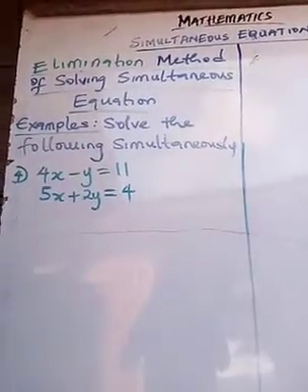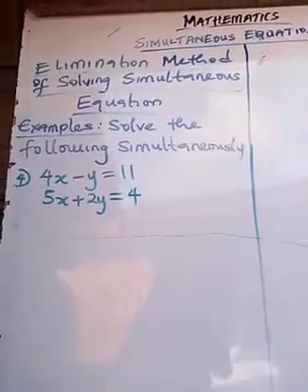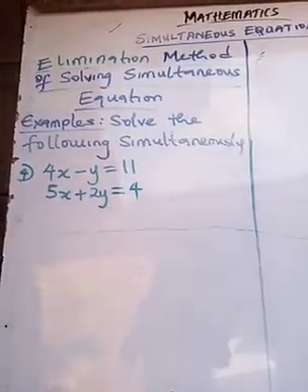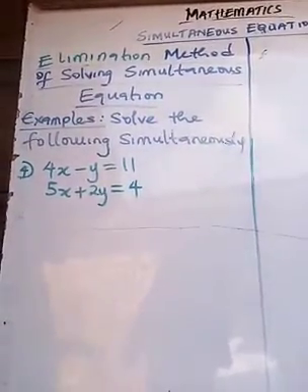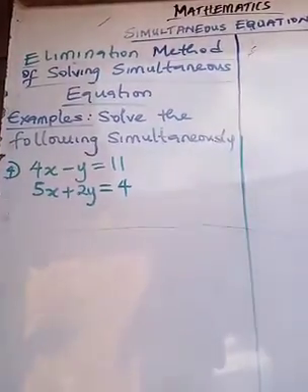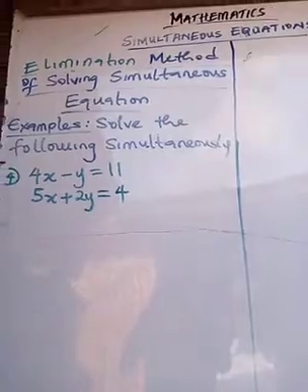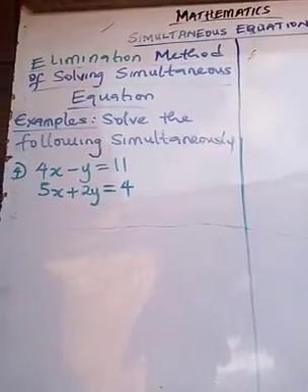But in the elimination method, we are literally killing one of the variables. You kill one of the variables, you eliminate one of the variables. Eliminate means you remove it completely so that one can stay. So in the elimination method, you are killing the variables in both equations. Now how do we kill the variables?